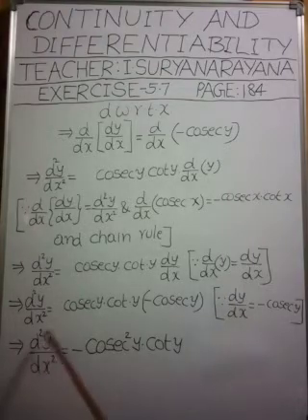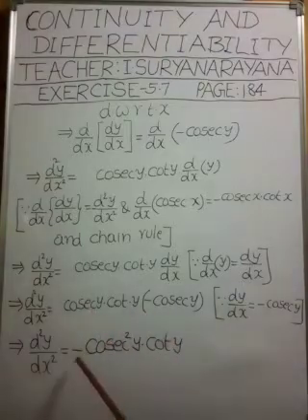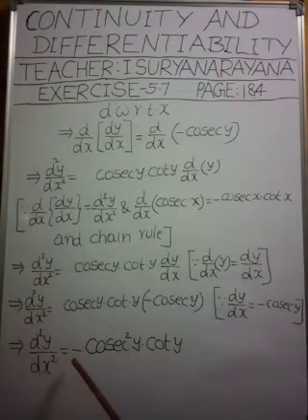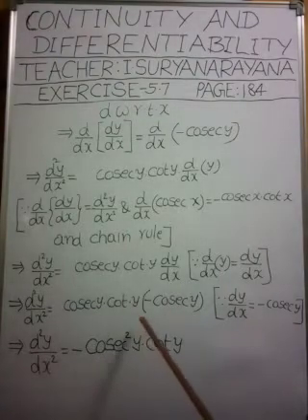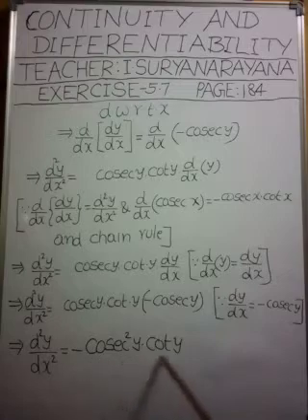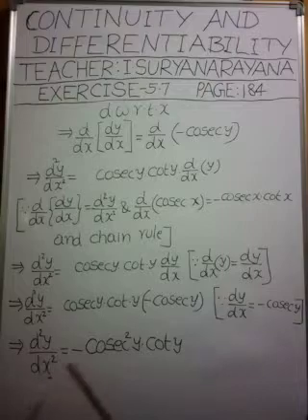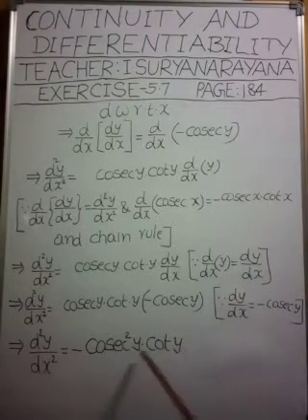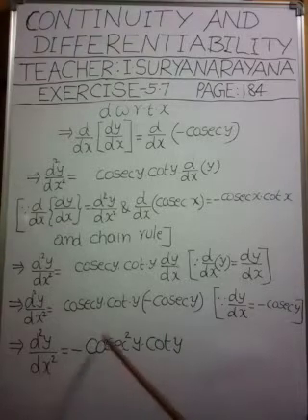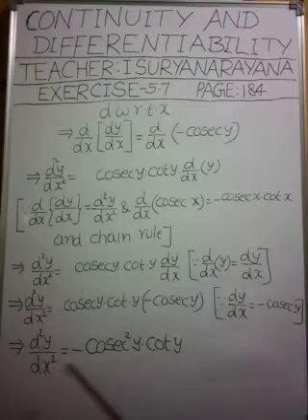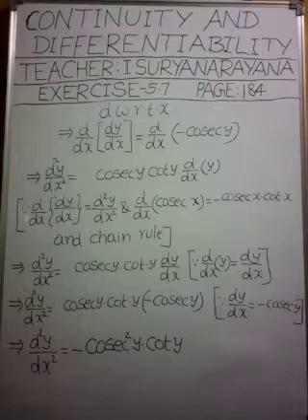This implies d square y by dx square is equal to, what is the sign we get here finally? Minus. Understood this part, my children? Right. Cosecant y into cosecant y. What will you get here? Cosecant square y into cot y. Understood this part, my children? Right. This is the value of d square y by dx square in terms of y. Observe here. What is the variable here? y only. There is no x. So we have found the value of d square y by dx square in terms of y only, not in terms of x. Understood, my children? Right.